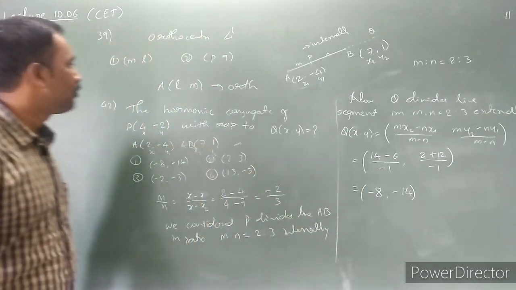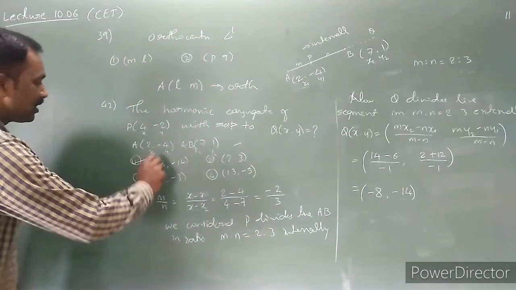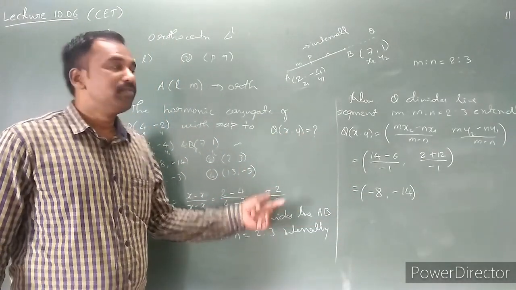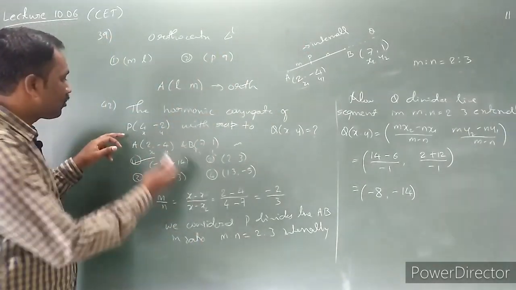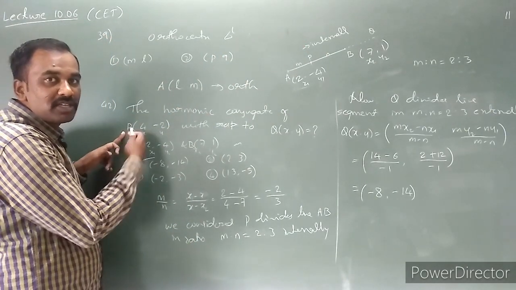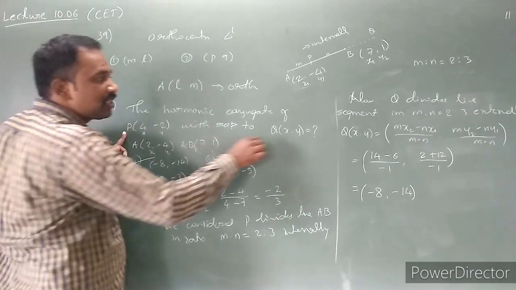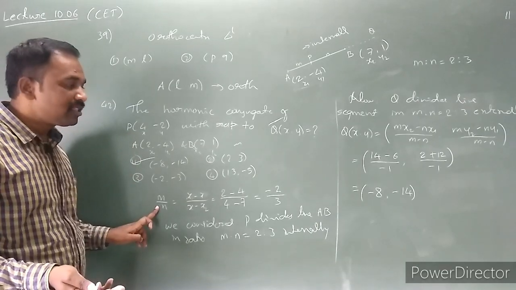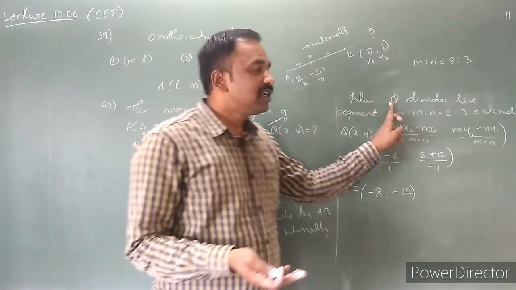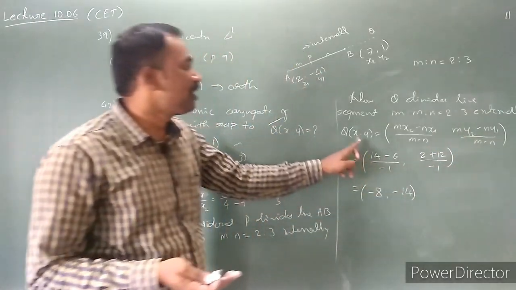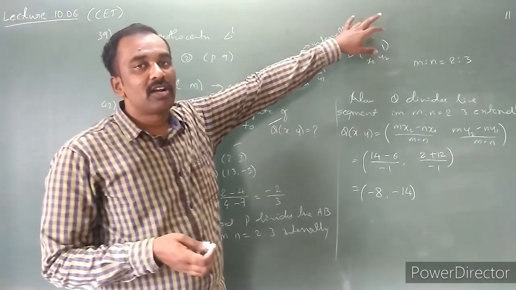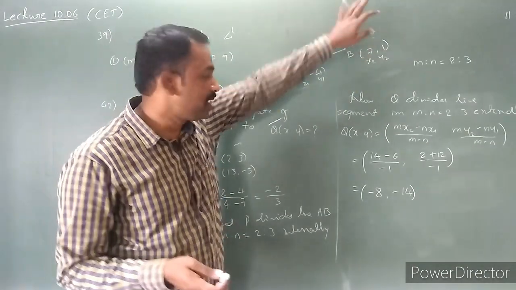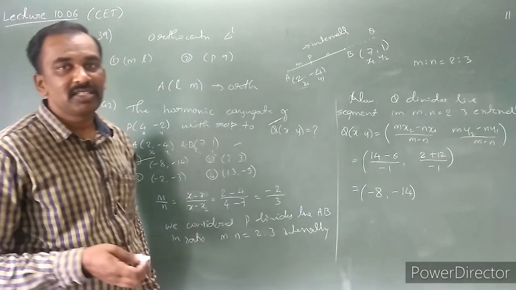So the required Q coordinate, the harmonic conjugate of the point P with respect to AB, is how much? Minus 8 comma minus 14. Yes, first option. We assumed that P is the internal division, so obviously Q is the external division. Simplifying, this is called the required harmonic conjugate of the point P with respect to AB, that is minus 8 comma minus 14.